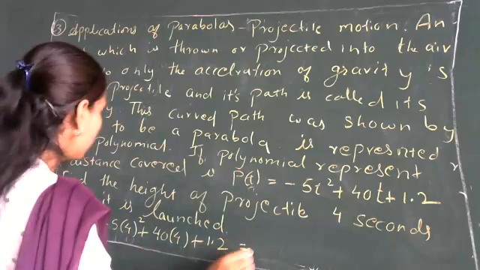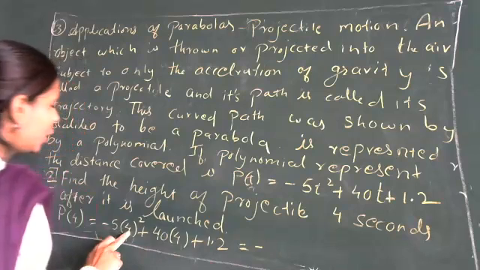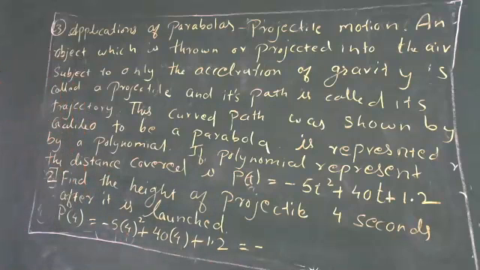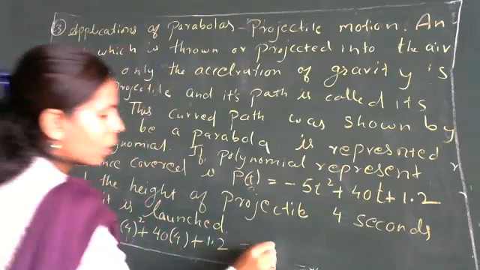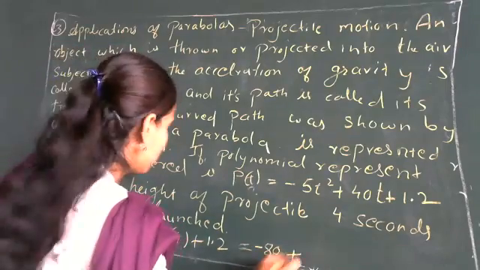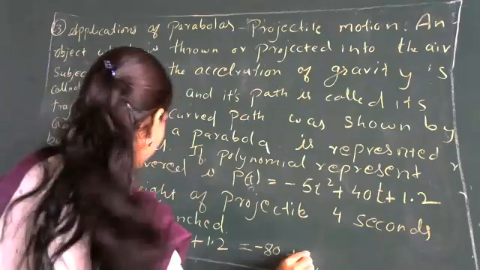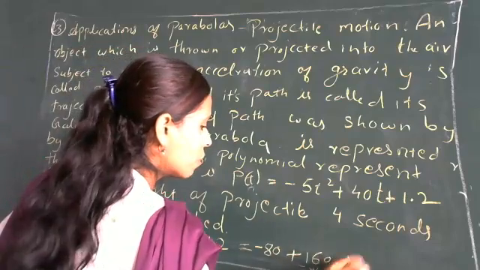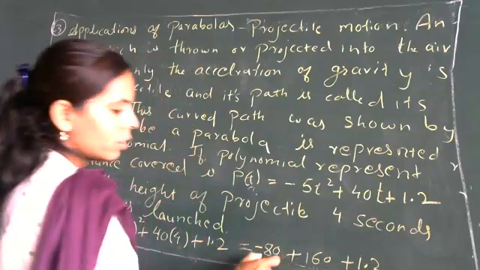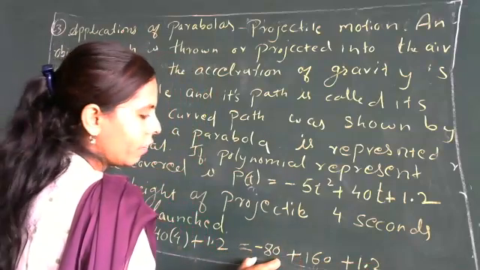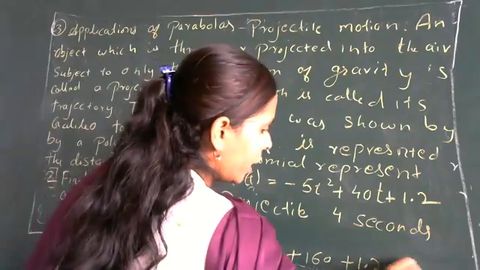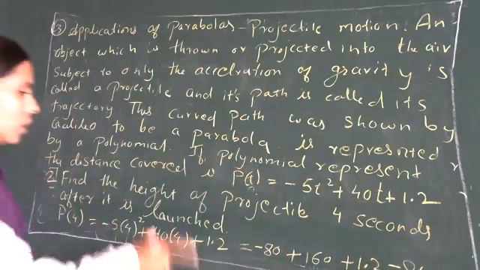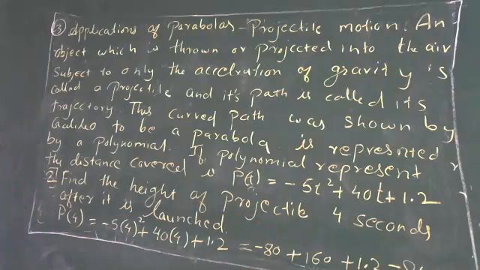So here, what will that be? Minus of 5 into 4 square. 4 square is 16, and 16 times 5 is 80. Then 40 into 4 is 160. So it is minus 80 plus 160 plus 1.2. If you solve it, 160 minus 80 will remain 80, plus 1.2. What will we get? 81.2. So this is the height of the projectile.